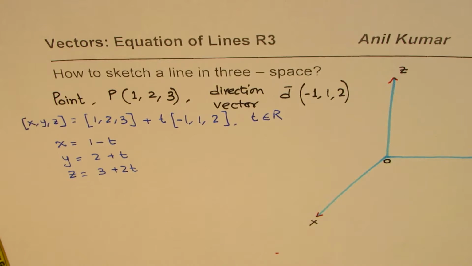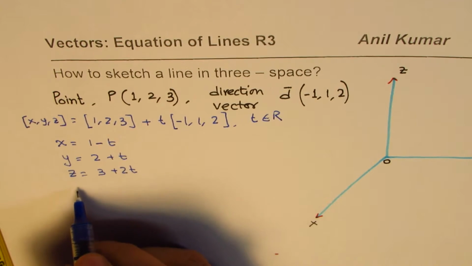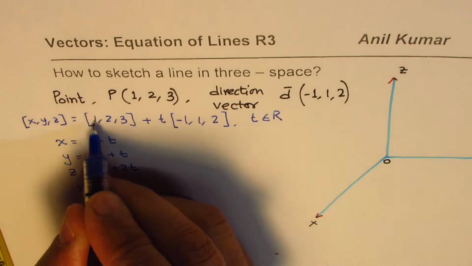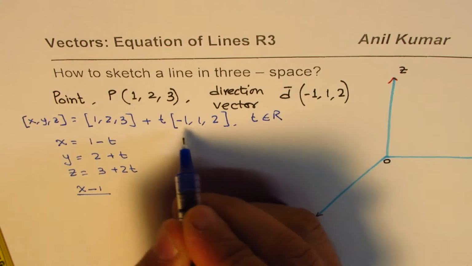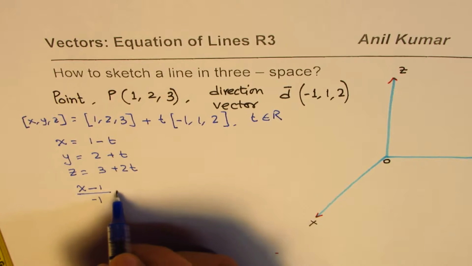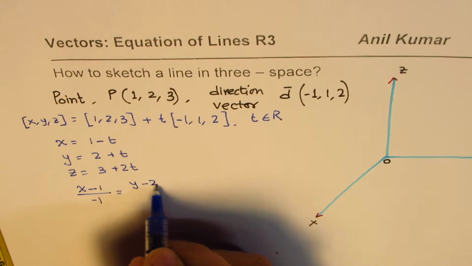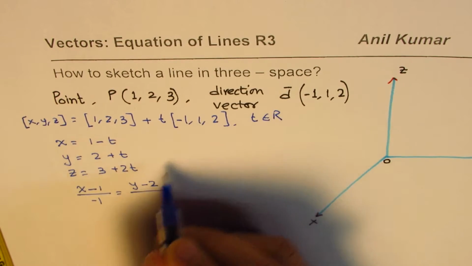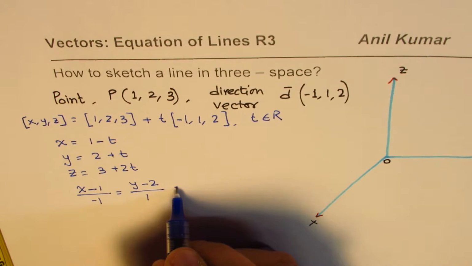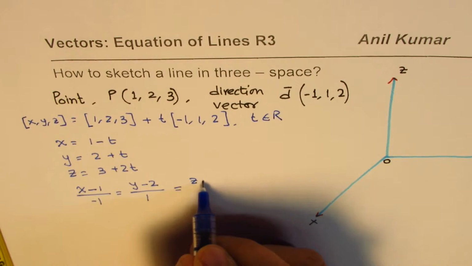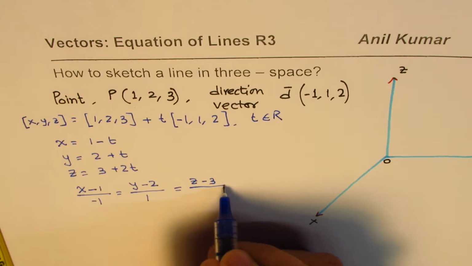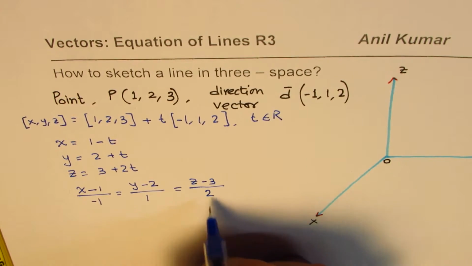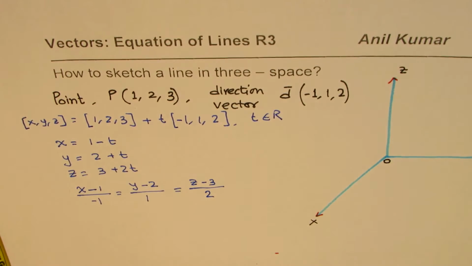Another form is the symmetric form. Let me write that also. So X minus 1 over the direction, which is minus 1, equals Y minus 2 over this, which is 1, and that equals Z minus 3 over this 2, right? So that is the symmetric form, right? So we got the equation in all three forms.